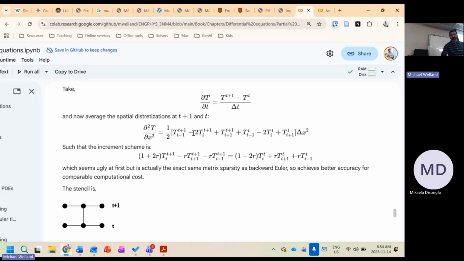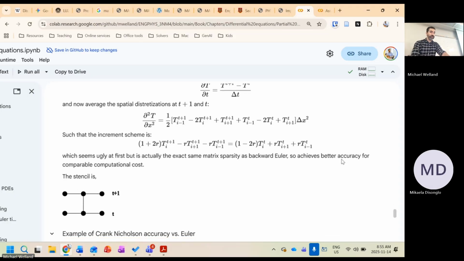And what we get after we rearrange everything is something that looks like this, which is bigger, but it turns out to actually be the same sparsity as the previous one, as the backward Euler. The reason for that is because the sparsity is only dependent on this guy from the next time step. You're assumed to already know everything in here, in your vector, right? So we're going to use this guy to construct our matrix.